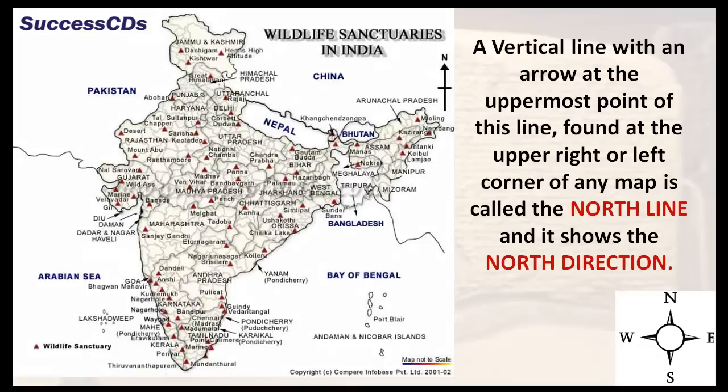If you look at any map, you will see a vertical line with an arrow at the uppermost point of this line, found at the upper right or left corner of any map. This is called the north line, and it shows the north direction. Once you know the north direction, you can easily find the other directions, namely east, west, and south. These 4 directions are called the cardinal points.